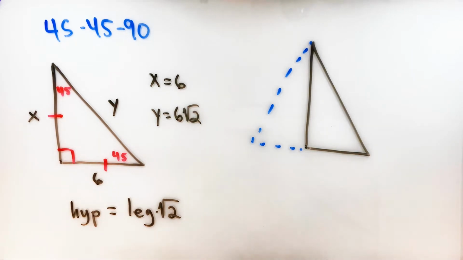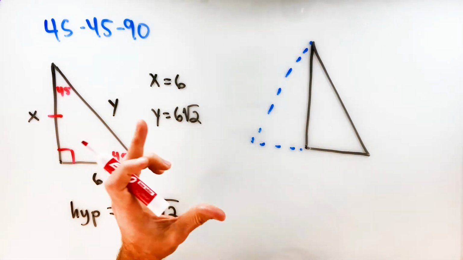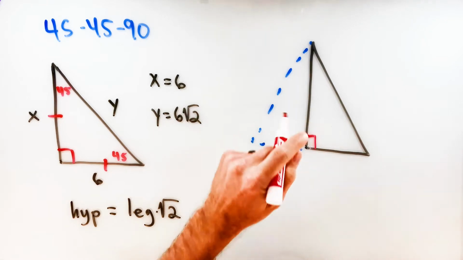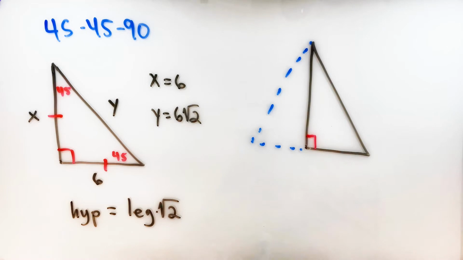Okay, so for the second one, half of an equilateral triangle. Now an equilateral triangle, you know it's all the sides are the same, all the angles are the same. So if I drop that altitude right down the middle, perpendicular to that base, since I have cut it in half, a couple things that we know.